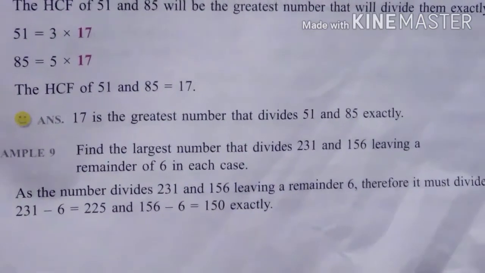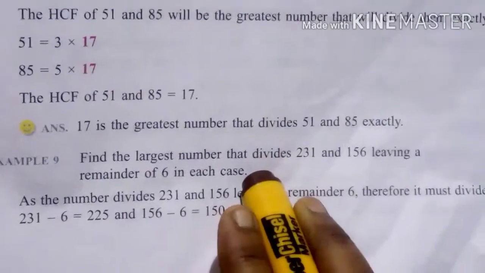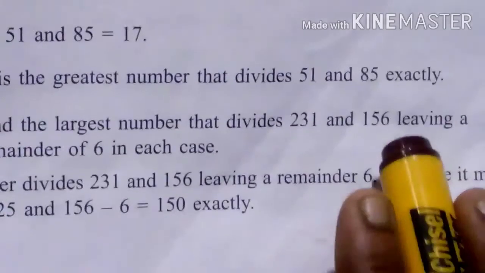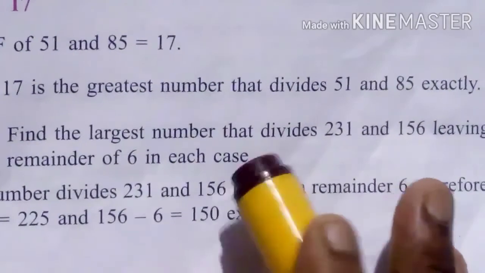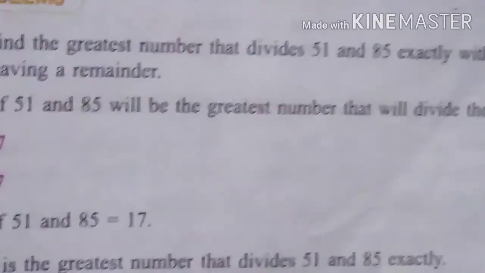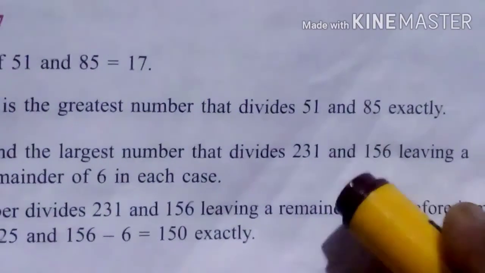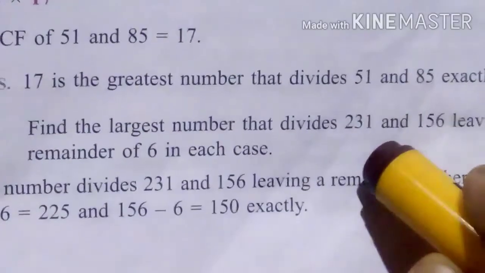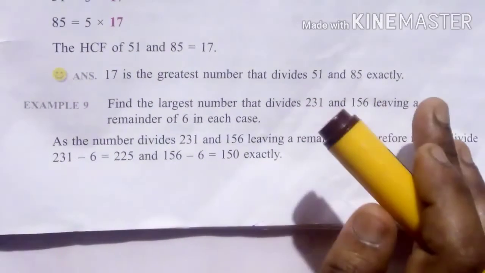Next question is, find the largest number that divides 231 and 156, leaving a remainder of 6 in each case. So the previous question is when the number is divided exactly. In this case, it is leaving a remainder. When you divide by the largest number, for both the numbers, you get the remainder 6. So you have to find out that largest number.